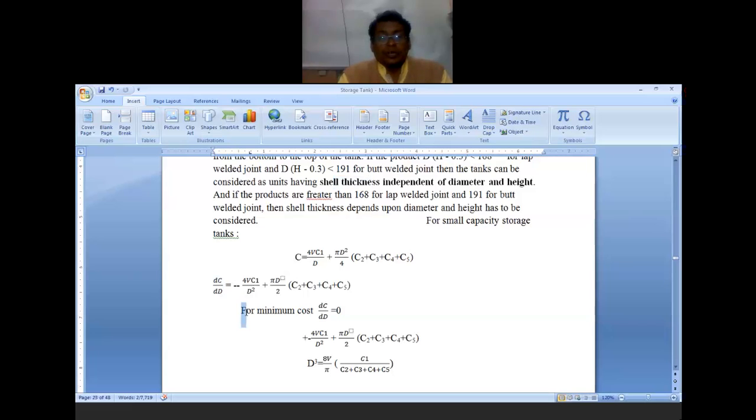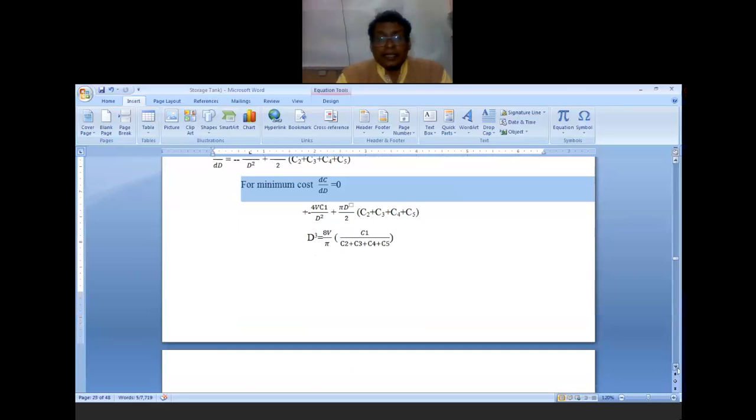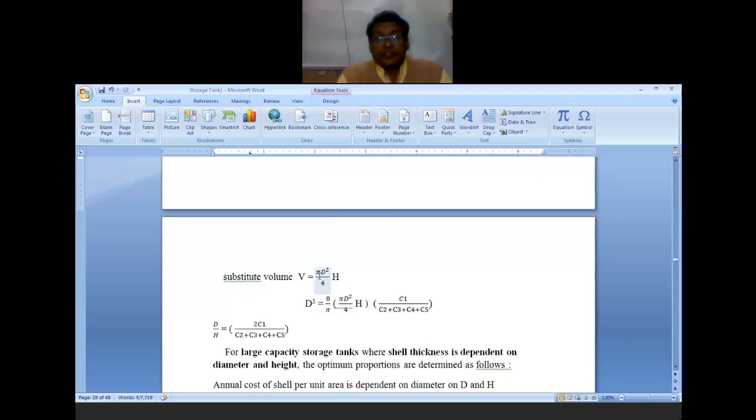So after substitution, differentiate this cost with respect to the diameter, and for optimum proportion the minimum cost will be dC upon dD equal to 0. This is general optimization: the differential of the cost, you consider the cost and the diameter. The cost is going to vary with the changes in the diameter, where dC is the cost and dD is the diameter. So after differentiation and simplification and substituting the value of V, which is equal to pi D square by 4 into H, D upon H comes out as 2C1 upon C2 plus C3 plus C4 plus C5.